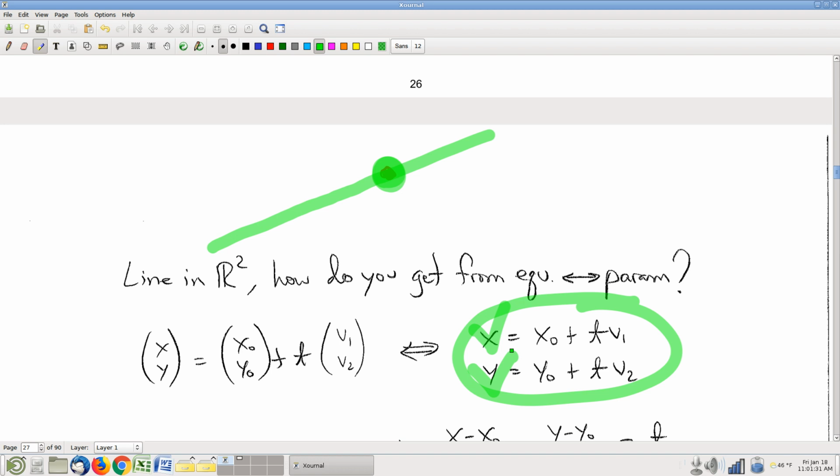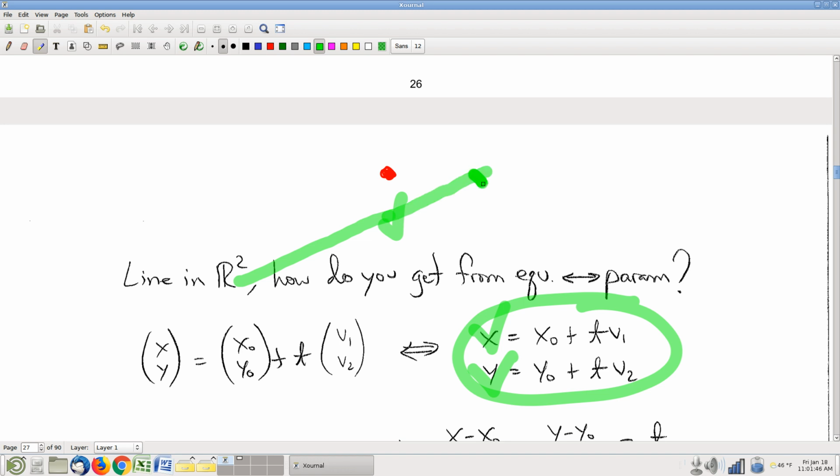Now, I emphasize it's got to be the same value of t. Let's look at the following ridiculous scenario. What if, as my parameterization goes, it gives me the correct y-coordinate at one value of t, and then it gives me the correct x-coordinate at a different value of t? Well, that's not a hit, right? I don't need these equations to be true at different times. It's got to be at the same time.